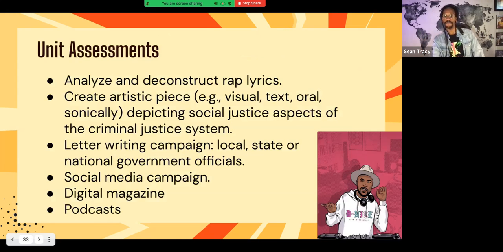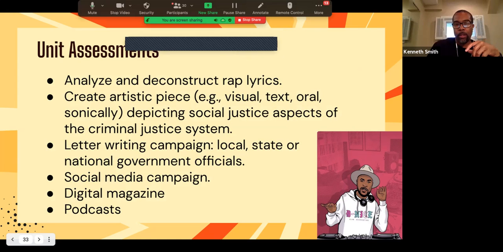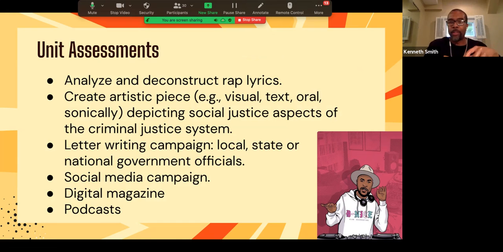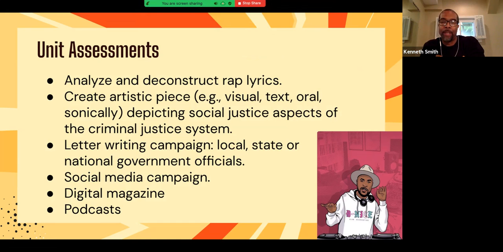So, and then I'll step in here. Oh, hold on. I wasn't looking at the chat, I'm sorry, because when I pulled up the chat, the box came up. So with the unit assessments, these are a few of the things. Some we've done, some are aspirational. COVID has really disrupted some of the things we planned to do.